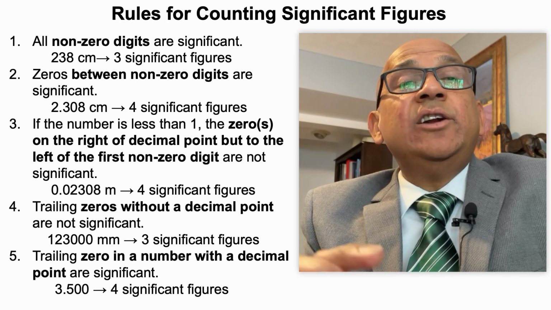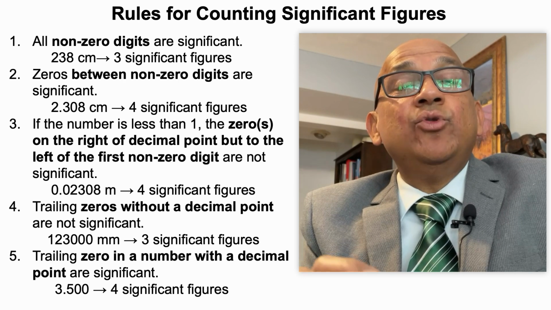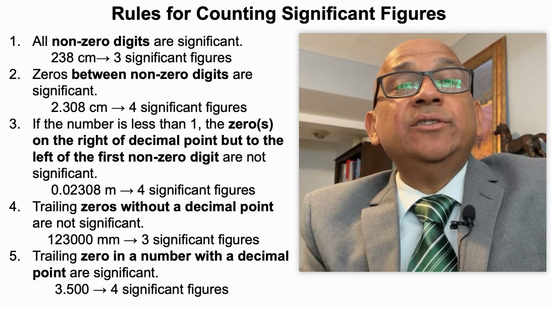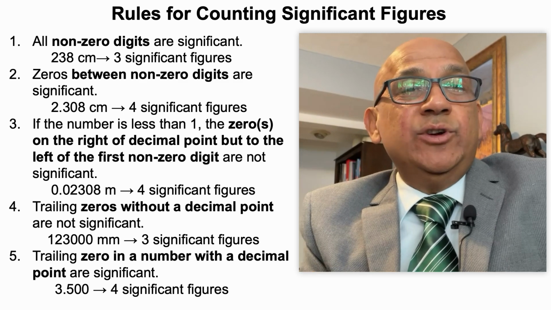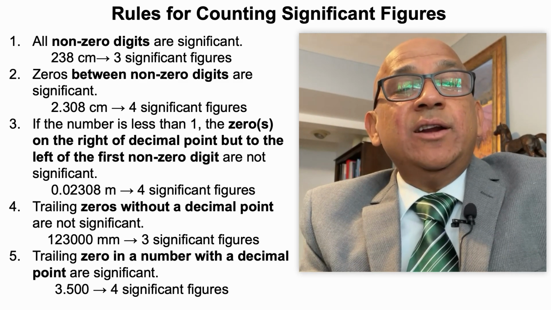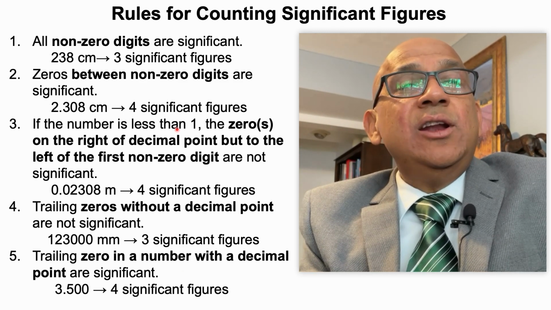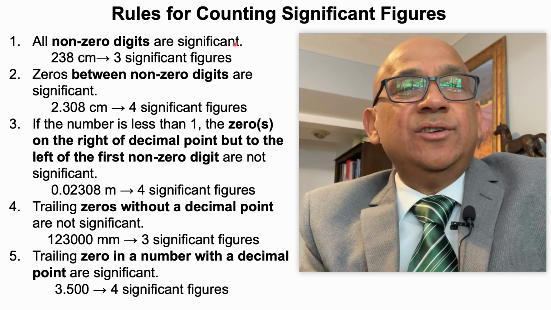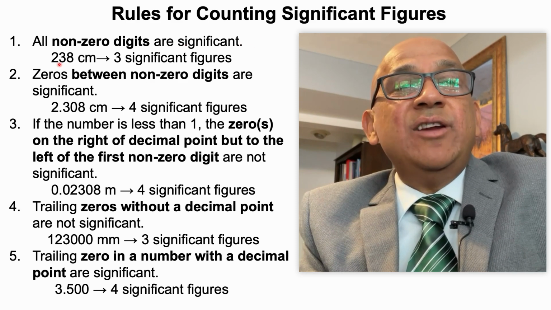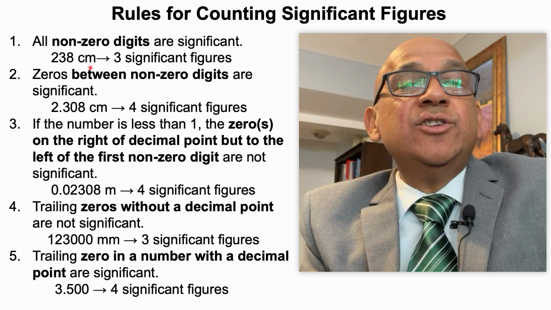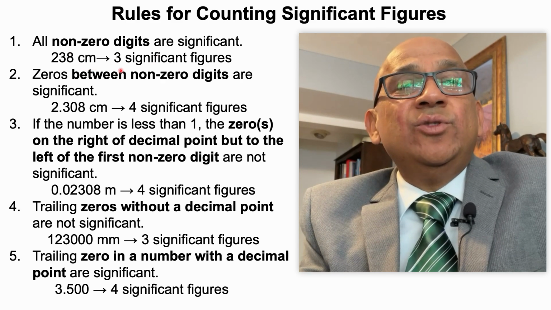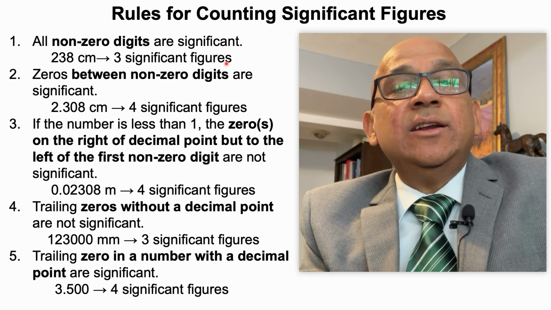Okay, so now I will tell you about some rules which are used for counting significant figures in given numbers. Rule number 1 is that all non-zero digits are significant. For example, if you have a number 238 centimeter, then all digits are non-zero, so it has three significant figures.